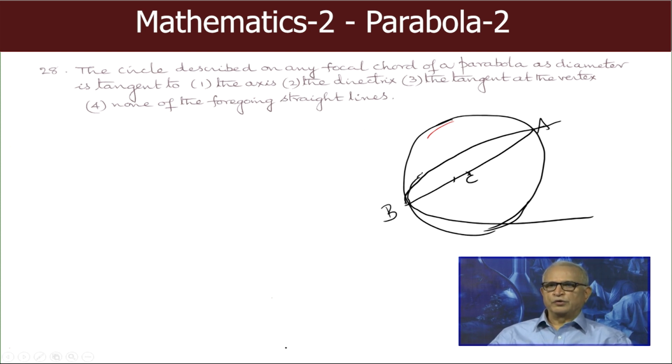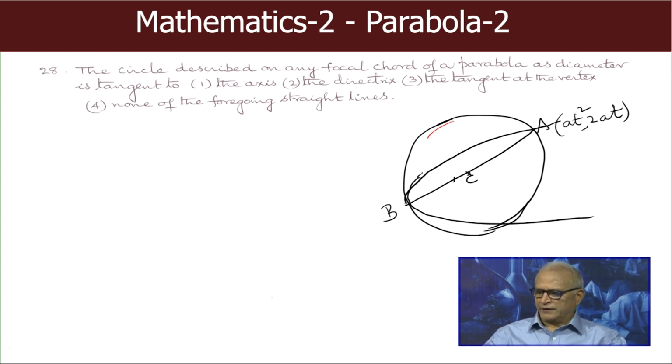Now, it is tangent to the axis, the directrix, or the tangent at the vertex. These three: the axis is the horizontal line, the directrix and the tangent are both vertical lines. So, let us see what happens to the center and the radius of the circle. Suppose A is (at², 2at), that is A. Because it is a focal chord passing through the focus of the parabola, the parameter of B is minus 1 by t. So B is (a/t², -2a/t).